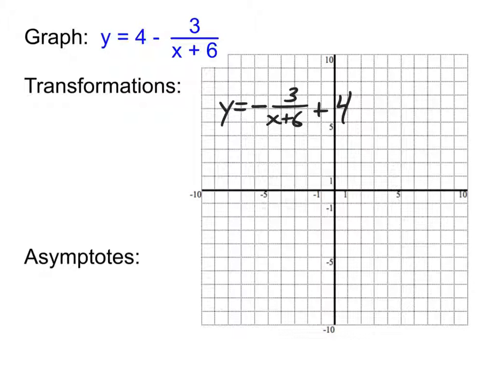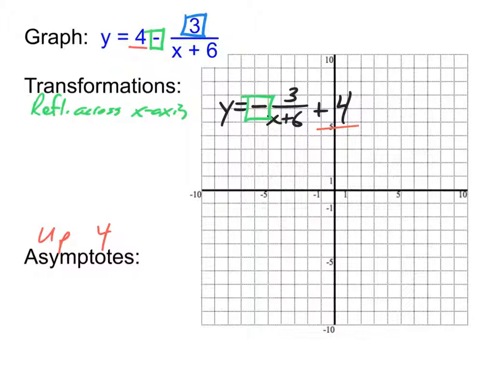All right, so transformation-wise, we already talked about the 4. We know that is going to be up 4. Let's go ahead and just keep going through it then. Next step, the negative that's sitting out front of it. What does the negative do to our graph there? Yep, as we saw in our last example, that would be a reflection specifically across the x-axis. Next up then is the 3. Well, this is kind of like the 2 that we saw, right? The 3 is a vertical stretch by a factor of 3.